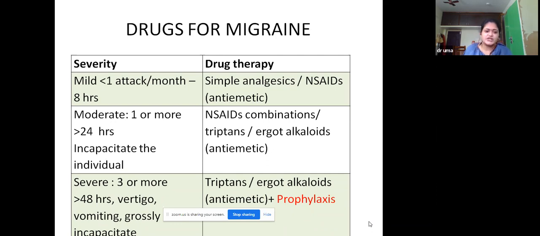Severe means 3 or more attacks, more than 48 hours, and also vertigo, vomiting, and it grossly incapacitates the patient. Triptans or ergot alkaloids, and prophylaxis is indicated in severe migraine. In some books, it is given for moderate to severe migraine. In a few, they have given prophylaxis for severe attacks. So for more than 2 to 3 attacks per month, we can go for prophylaxis.